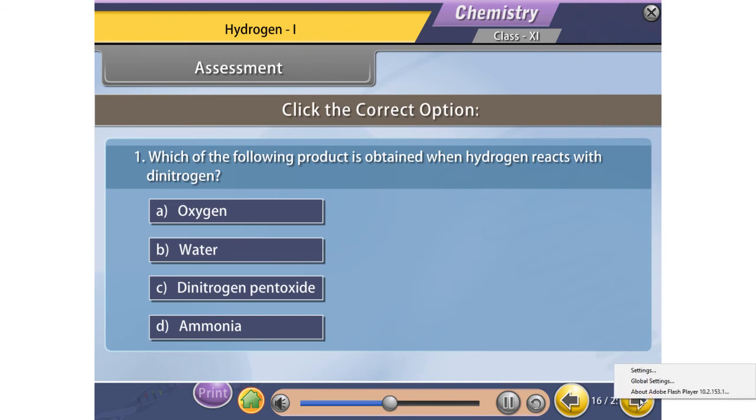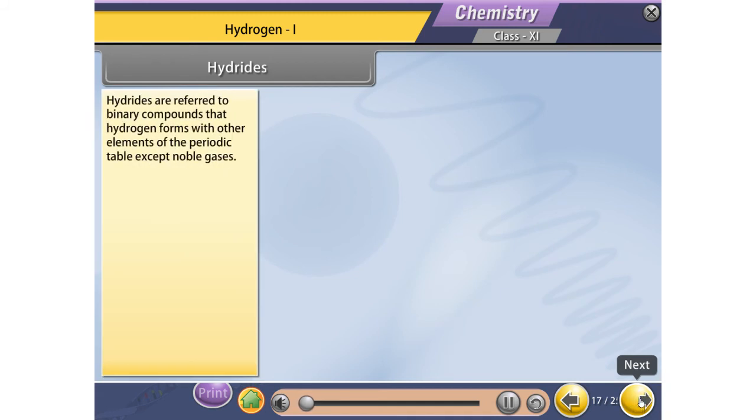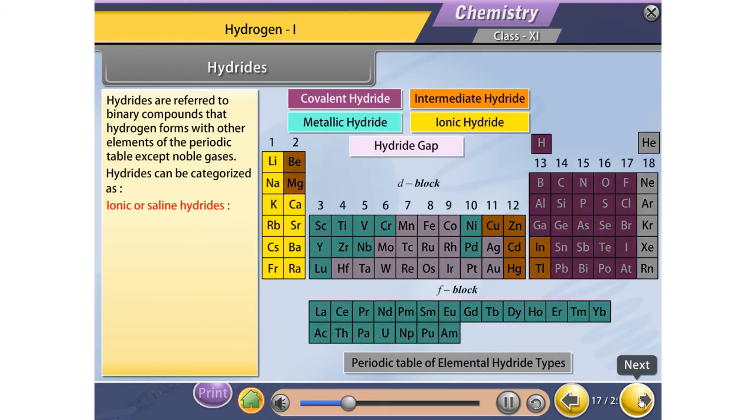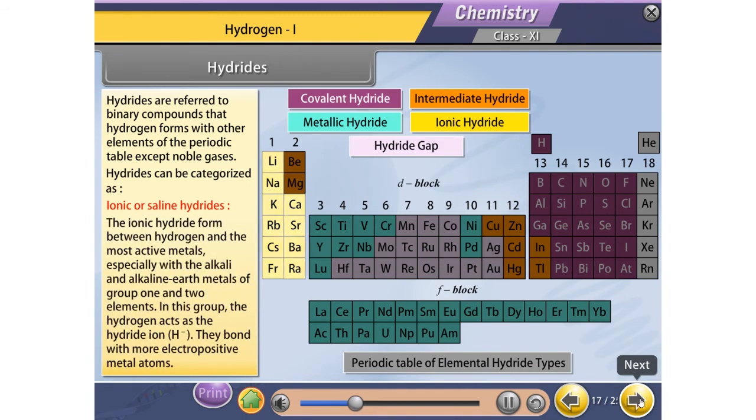Before proceeding further, let us know about hydrides. Hydrides refer to binary compounds that hydrogen forms with other elements of the periodic table except noble gases. Hydrides can be categorized as ionic or saline hydrides. Ionic hydrides form between hydrogen and the most active metals, especially with the alkali and alkaline earth metals of group 1 and 2 elements.